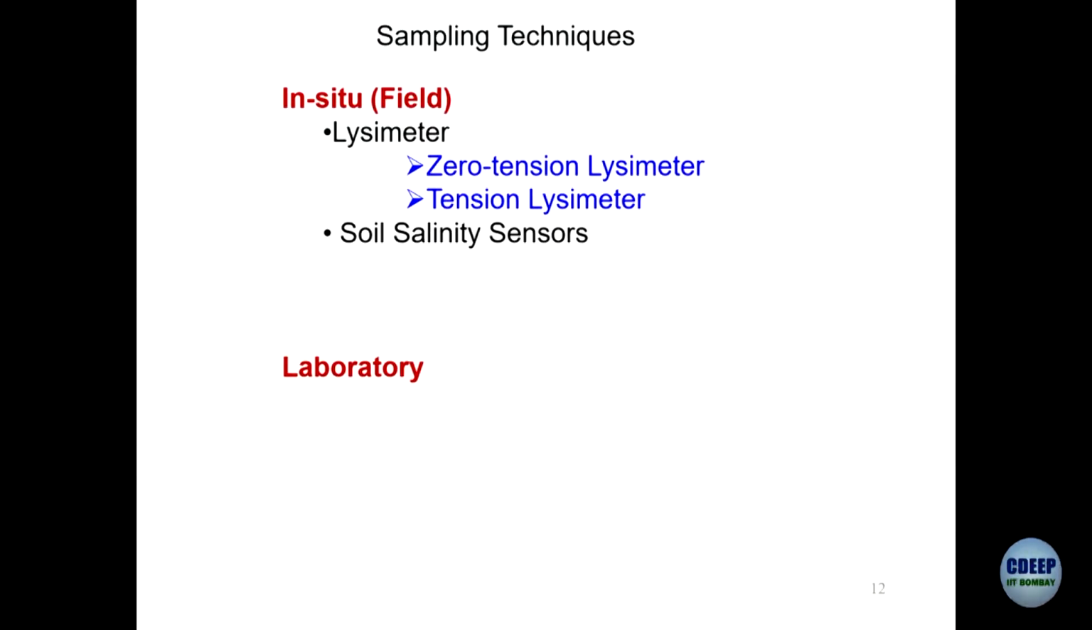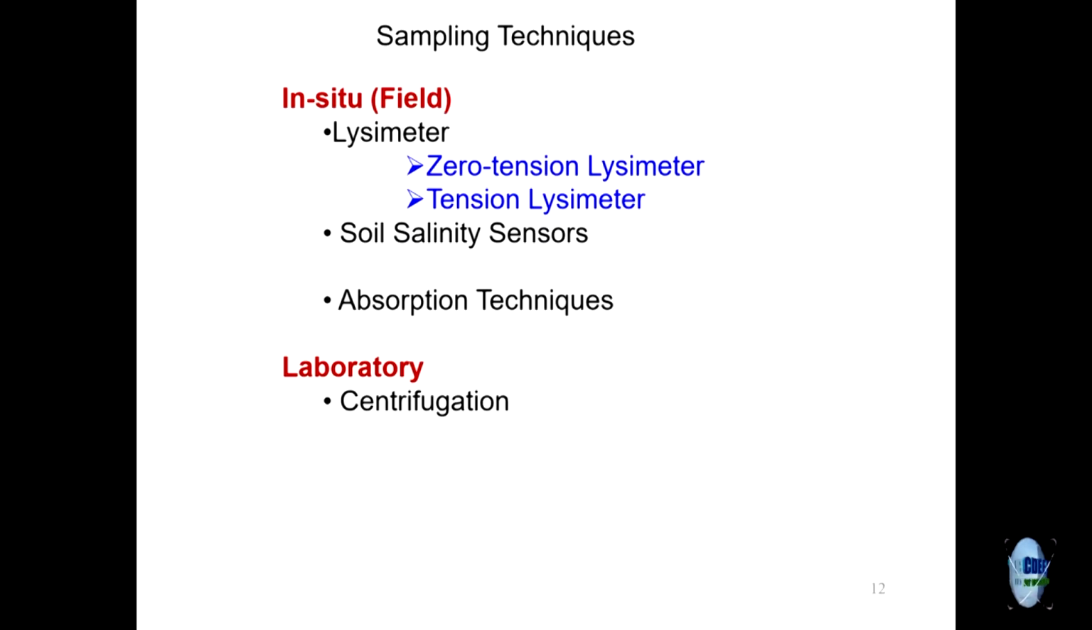There are salinity sensors which are available in the market, which give you an idea about how much the soil is contaminated. And then there are a few techniques by which you can see how much absorption of a chemical might take place on the soil mass. In laboratory you can take out the sample, you can centrifuge it, and then you can see how much pore solution can be extracted. The concrete technologists also do a lot of pore sampling, because they want to study the kinetics of formation of gel in the concrete matrix.